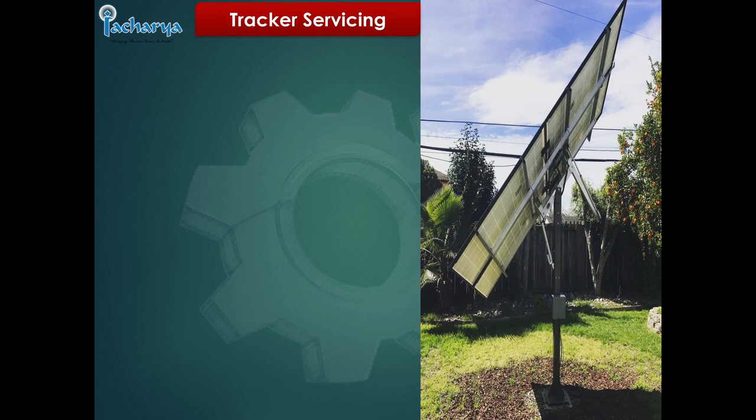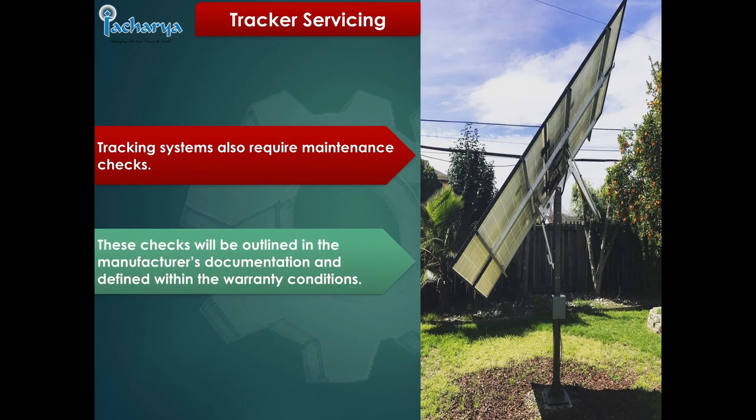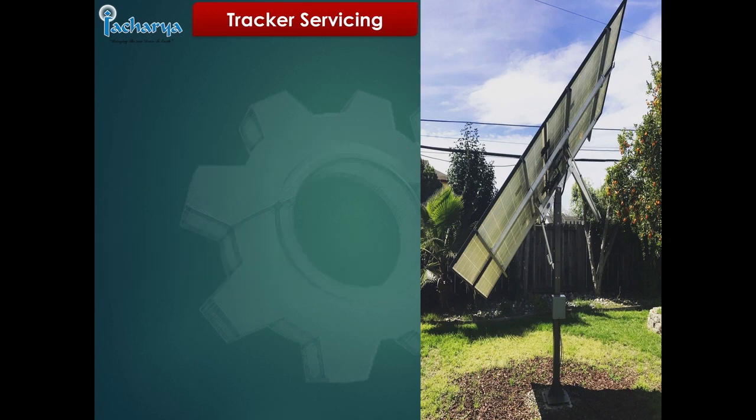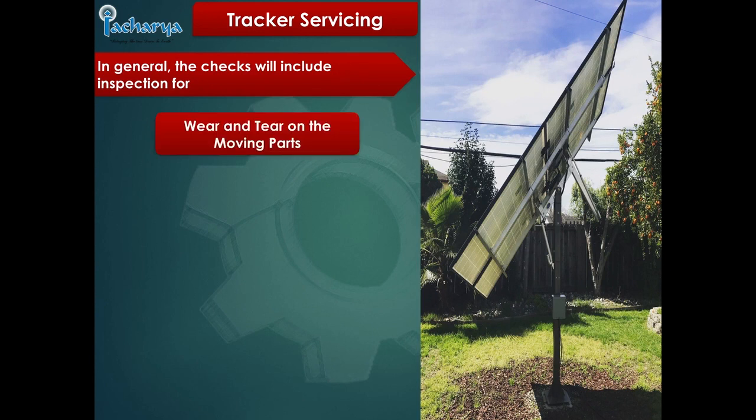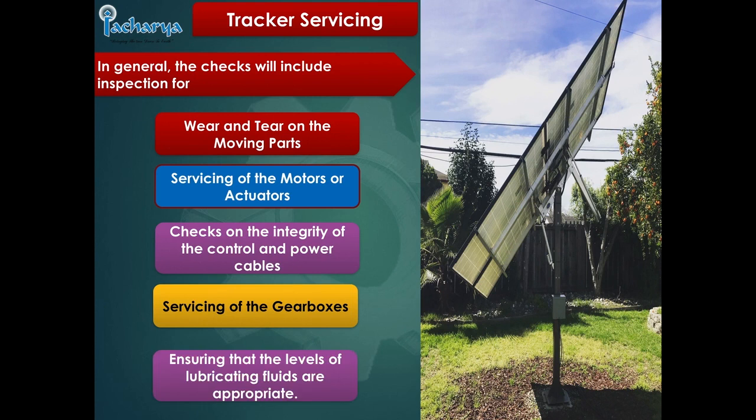Tracker servicing. Similarly, tracking systems also require maintenance checks. These checks will be outlined in the manufacturer's documentation and defined within the warranty conditions. In general, the checks will include inspection for wear and tear on the moving parts, servicing of the motors or actuators, checks on the integrity of the control and power cables, servicing of the gearboxes, and ensuring that the levels of lubricating fluids are appropriate.